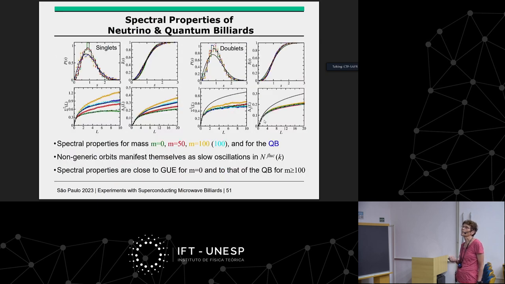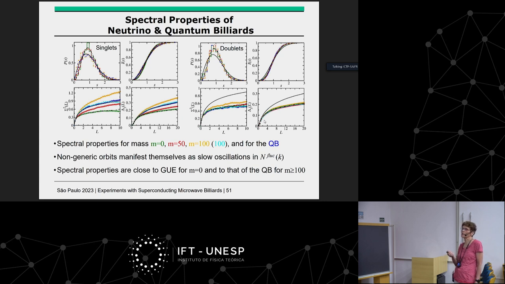In the spectral properties, for m equal to 0, it is always close to GUE, for singlets and for doublets. And when you increase the mass, you move more and more towards GOE. However, here you see the red one, for mass 50. For large masses, you see deviations, and these are due to the bouncing ball orbits which we saw in the wave function structure.